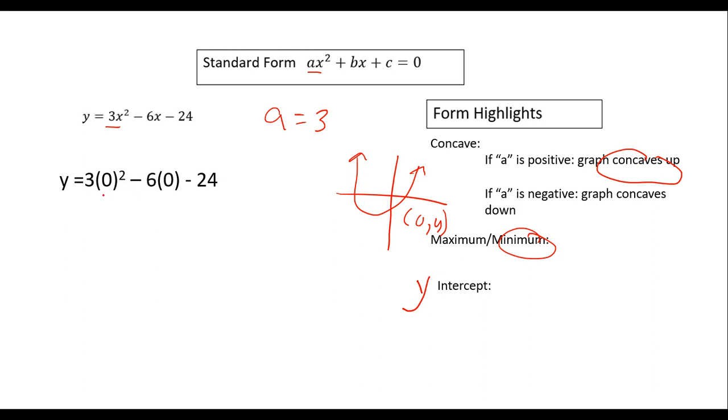Now we're going to work out the problem. And so then when we do this part, we get 0 minus 24. And so then y is equal to negative 24. So then our y-intercept is (0, negative 24).